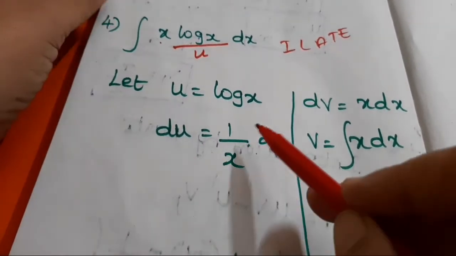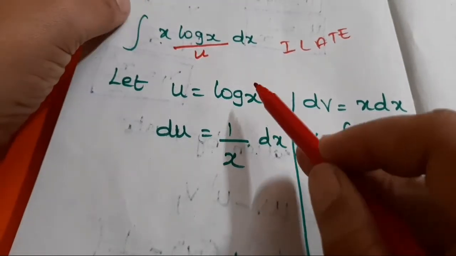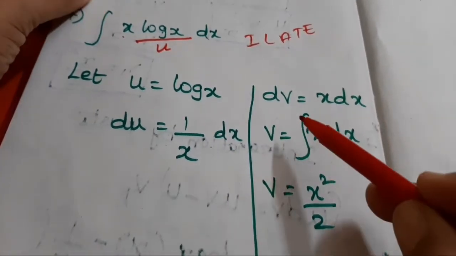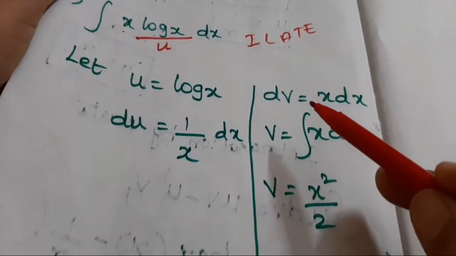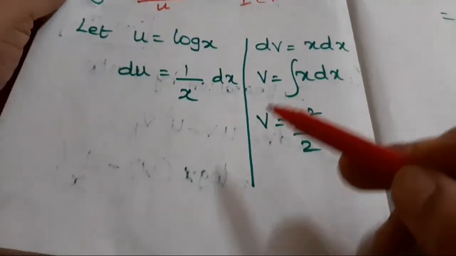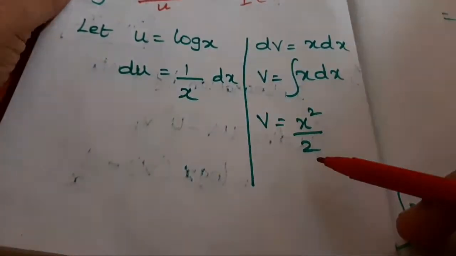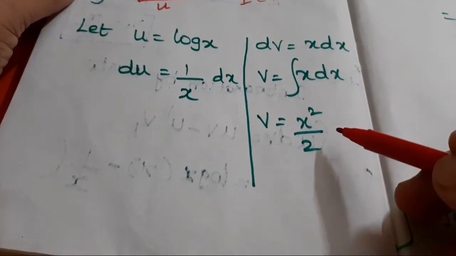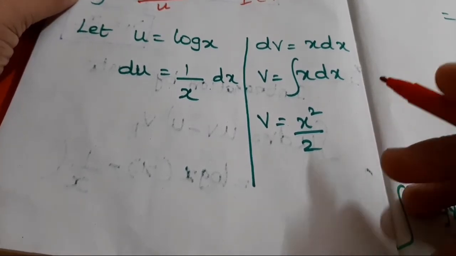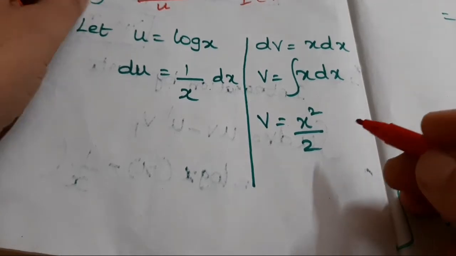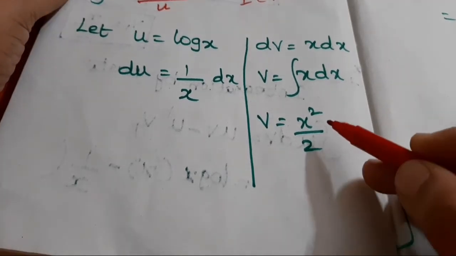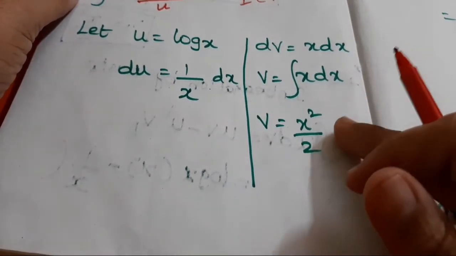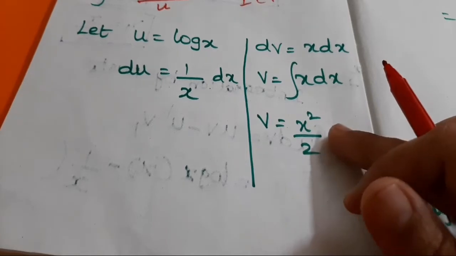So, du is equal to, what is the derivative of log x? Derivative of log x is 1 by x dx. v is nothing but integration of dv, that is integration of x dx. So, v is equal to x square by 2. Here you should not put plus c because the integration is not getting over. After substituting in the formula only the integration will get over. So, no need to write plus c here. Okay, this is a part of integration. The sum is not getting over here.